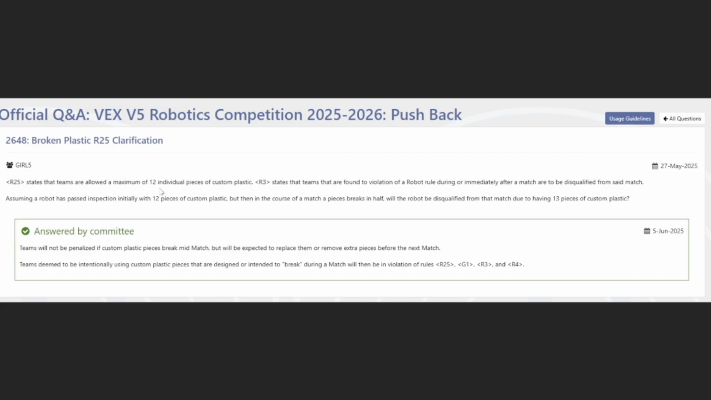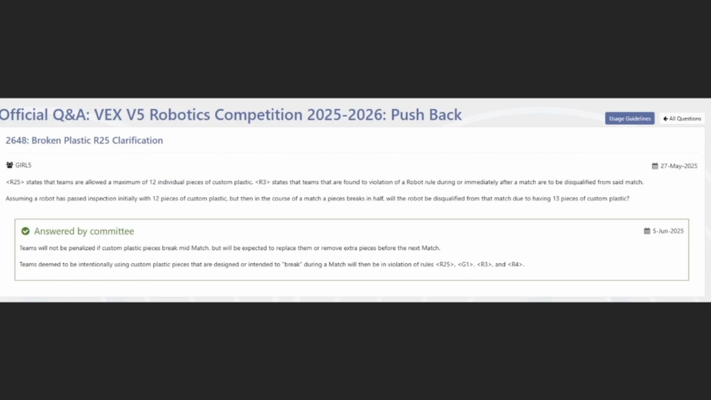This next one involves the 12-piece plastic limit. If you have 12 pieces of plastic on your robot and one of them snaps during the match, now you have 13 pieces of plastic on your robot. What do you do? Because if you're found to not be passing inspection at the end of a match, you're supposed to receive a disqualification for that match. In this scenario, you do get a little bit of an exception. If your plastic breaks mid-match, you just have to replace it before the next match, which seems pretty reasonable.